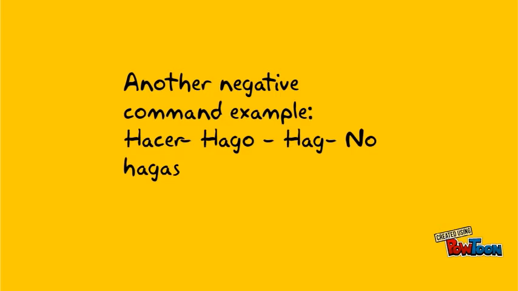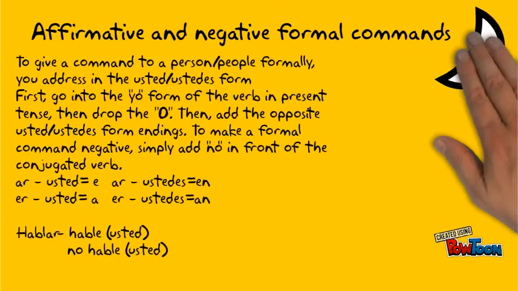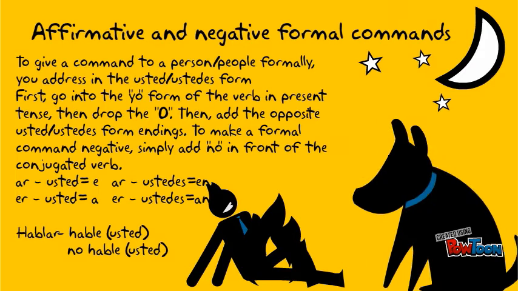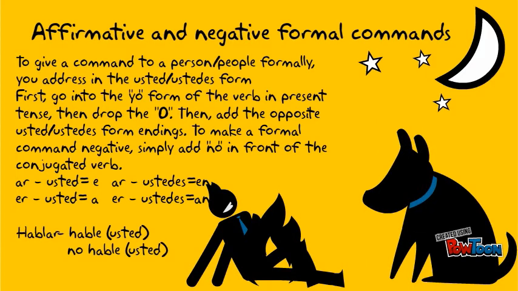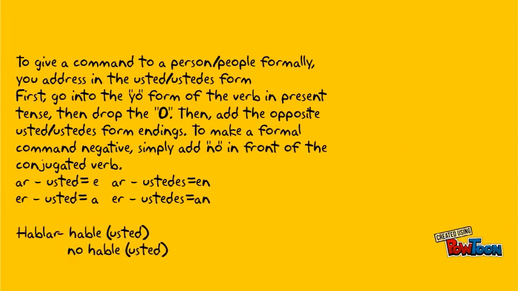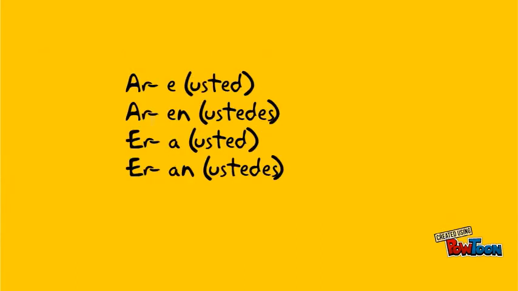To give a command to a person or people you address in the usted, ustedes form, you must use a formal command. You first go to the O form of the verb in the present tense, then you drop the O. After this step, add the opposite usted and ustedes form ending as follows. AR verbs would have an E or EN ending, and ER verbs would have an A or AN ending. Finally, to form negative formal commands, just place a no in front.